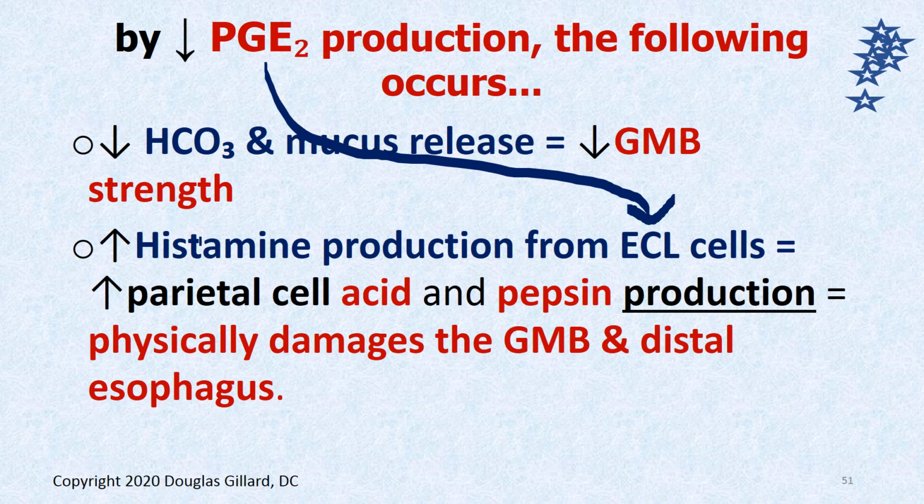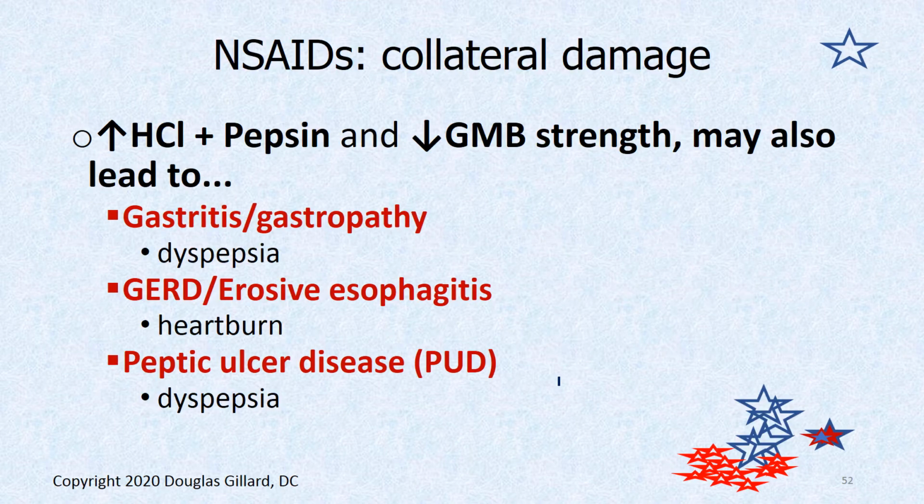Histamine is the strongest driver of parietal cells. Remember, histamine binds to parietal cells and drives the production of acid. Well, that's not happening because PGE2 is messed up from the Cox-1 inhibitors. So therefore, your acid runs wild, you get an overproduction of acid, and you get an underproduction of the gastric mucosal barrier, and that's a recipe for disaster.